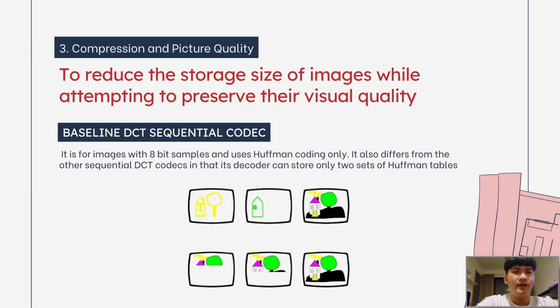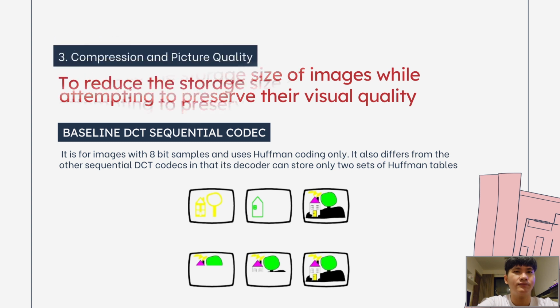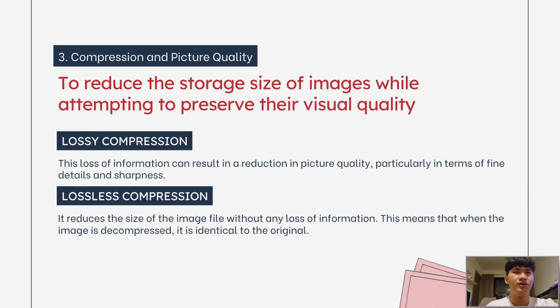In compression and picture quality, we have to reduce the storage size of images while attempting to preserve their visual quality. There are two types of compression, lossy and lossless. In lossy compression, the DCT-based compression techniques such as those used in JPEG are typically lossy. It means that some information from the original image is discarded during compression.